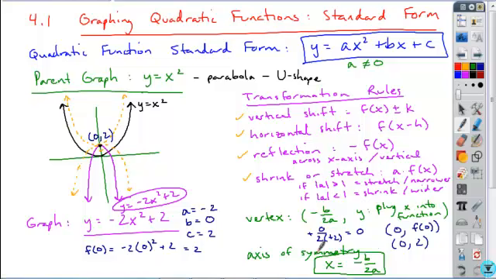Okay, so the axis of symmetry for this is going to be x equals, the x-coordinate of our vertex was 0. And so what that means is this graph will be a reflection across itself at this vertical line, x equals 0. Okay, so that's the axis of symmetry.